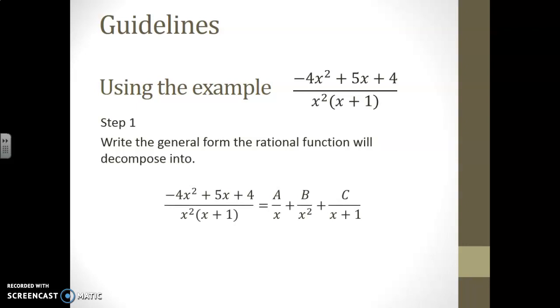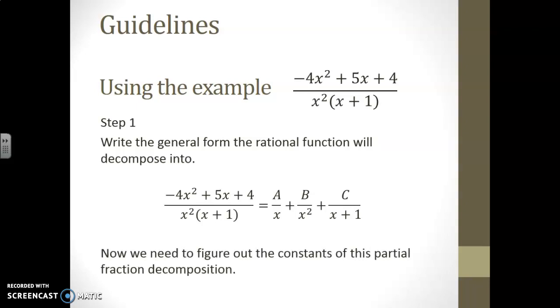Observe how x squared is actually a linear factor that appears twice. Hence, a over x and b over x squared being its decomposed form. X plus 1 is a linear factor without repetition, and it justifies our third term being c over x plus 1. Now we need to figure out what values a, b, and c must take for this equation to be true.